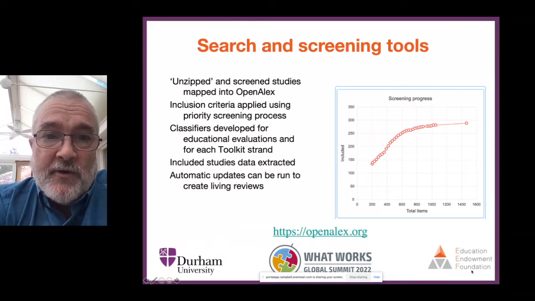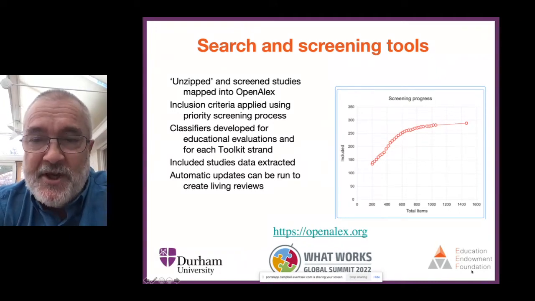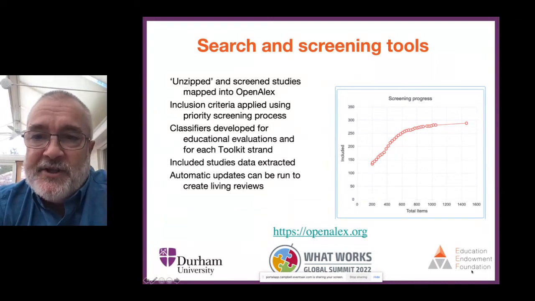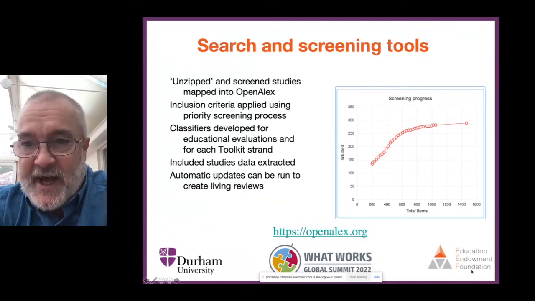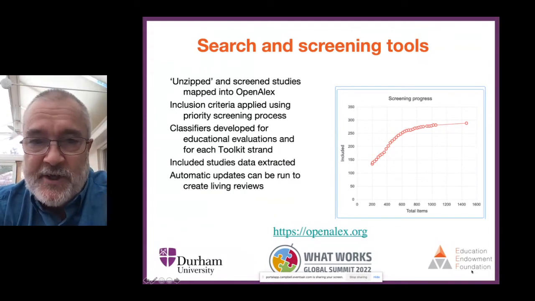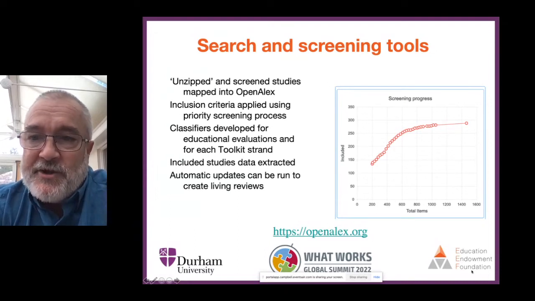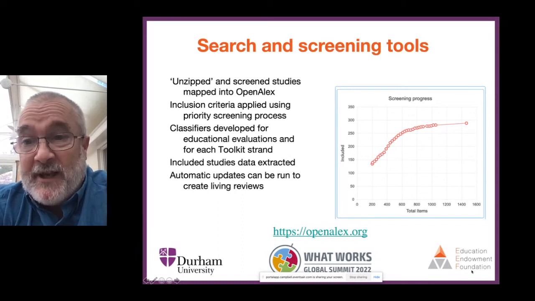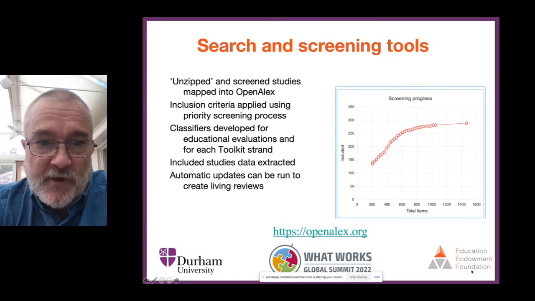And then we apply inclusion criteria using what's called a priority screening process. This learns as you identify studies that are included and as you exclude studies, and prioritizes other studies that it's found in an overall order. And it updates that as you identify and include further studies. And then, as you can see from the image on the right-hand half of the slide, eventually that reaches a process where the graph flattens off and you don't find any new studies, and you can be reasonably confident that there aren't any more left in the data that you've got.